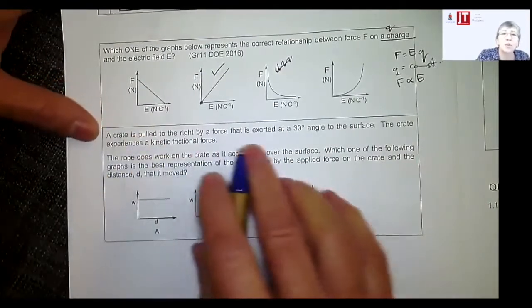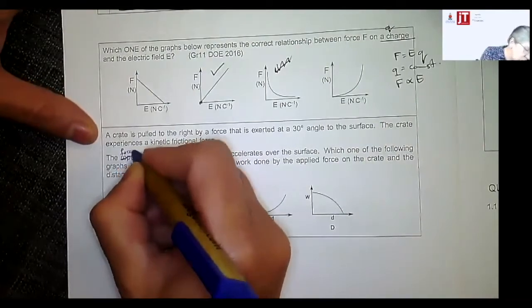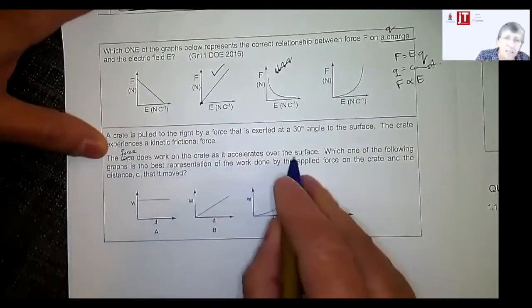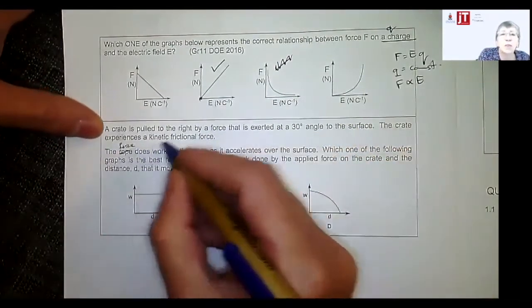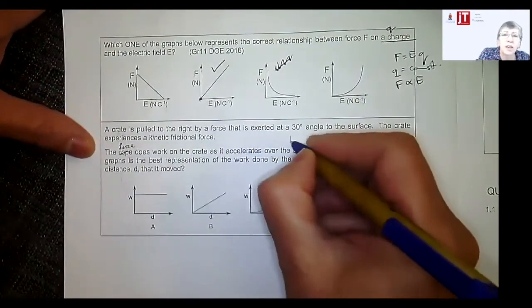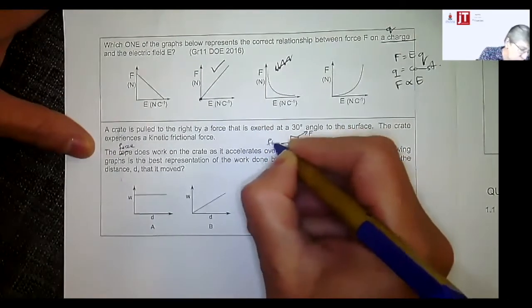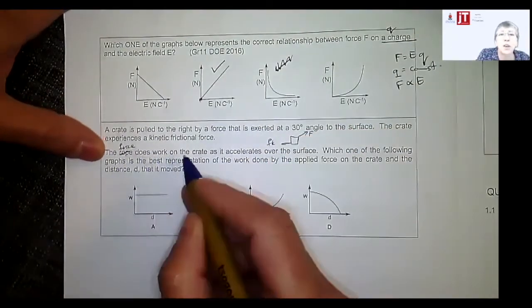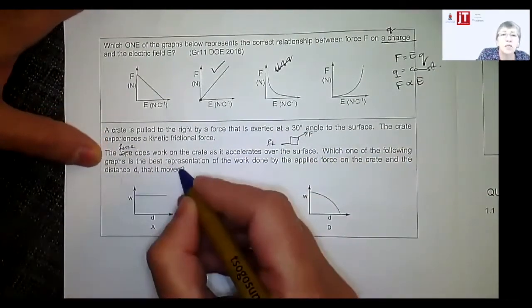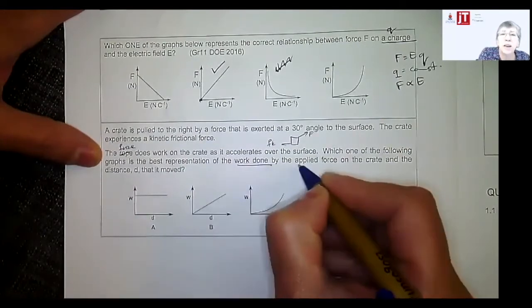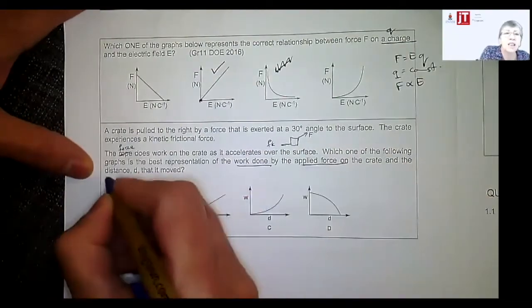Next one, a crate is pulled to the right by a force. The force does work on the crate as it accelerates. It's exerted at a 30-degree angle to the surface, and the crate experiences a kinetic frictional force. So you are pulling something with the force F and there is a frictional force, but now they only ask you for the work done on the crate by the force as it accelerates. Which of the following is the best representation of the work done by the applied force? Not all the forces, only the applied force and the distance.